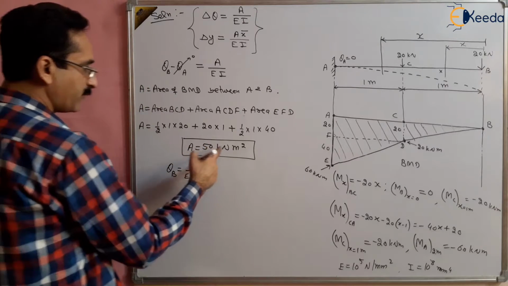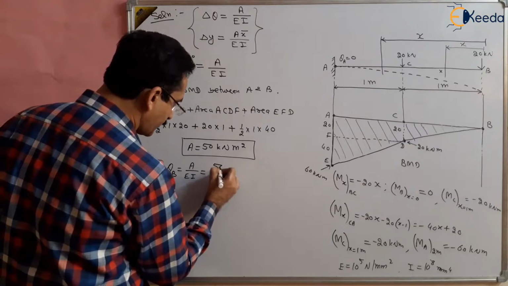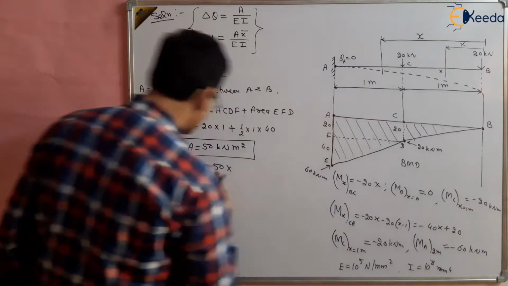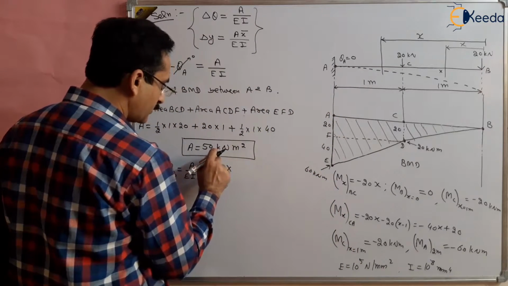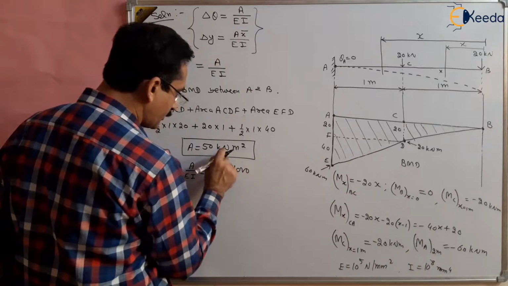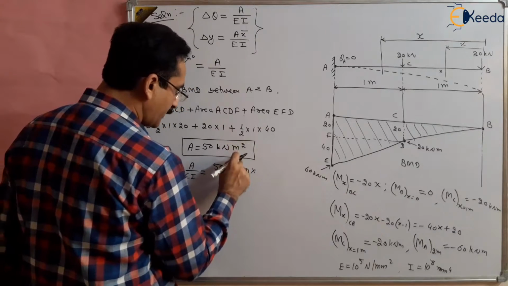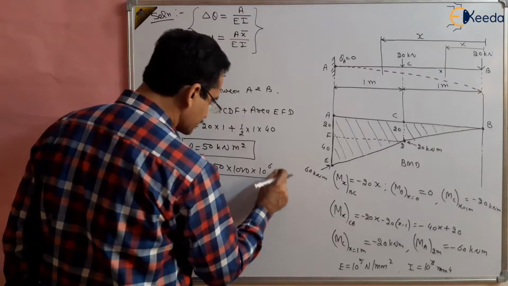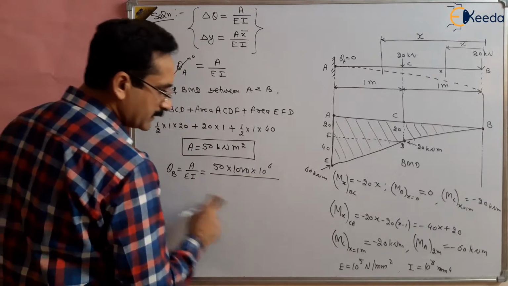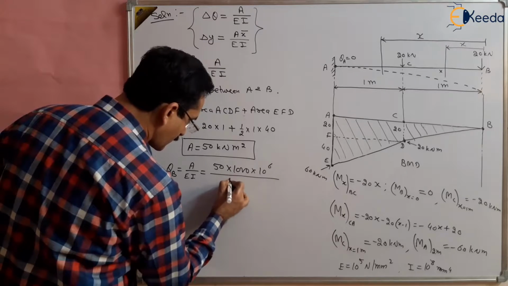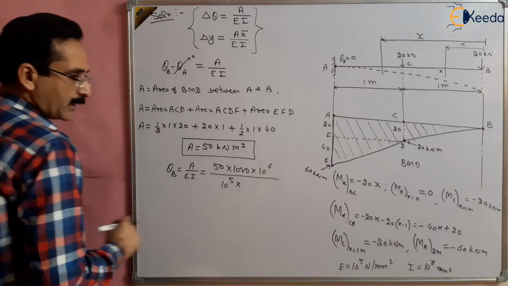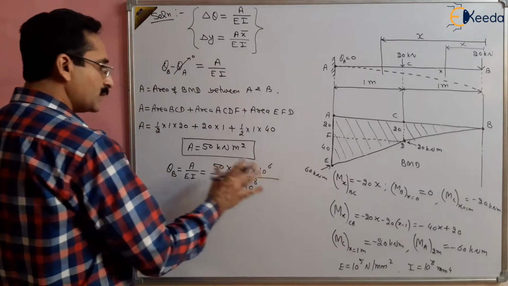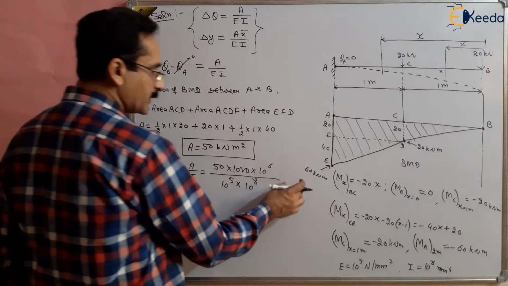So what is the area? This is 50 kilonewton meter square. We are going to use E and I in Newton millimeter square, so you can keep it in millimeters. So kilo will become 1000 Newton. Now meter square, 1 meter is 1000 millimeters, so it is 10 power 6 millimeter square, divided by E, which is 10 power 5 Newton per millimeter square, and I is 10 power 8, right? Finally everything cancels out and the answer will be in radians.